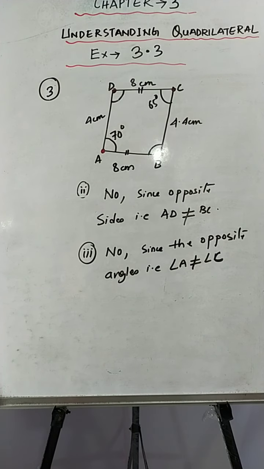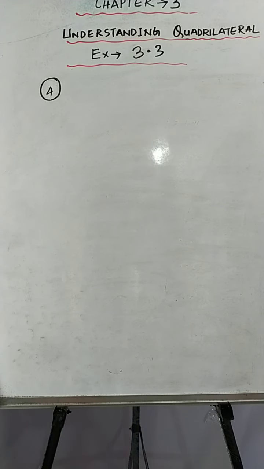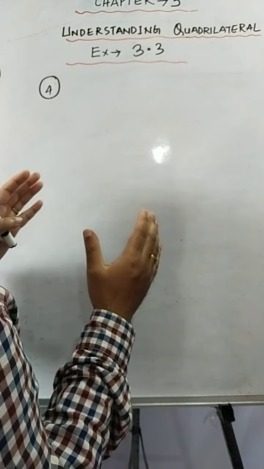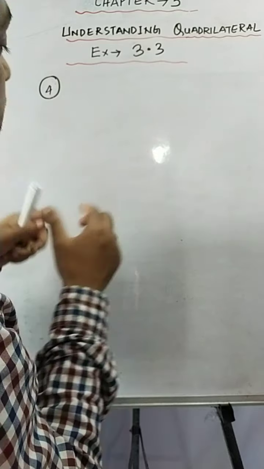Okay, so this is a solution of question number 3. Now let's move on to sum number 4. In sum number 4, they have asked to draw a rough figure of a quadrilateral that is not a parallelogram but has exactly two opposite angles of equal measures. So we have to draw a quadrilateral where one pair of opposite angles should be equal to each other.